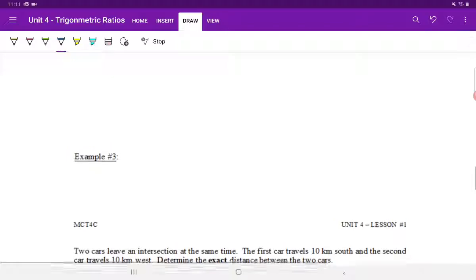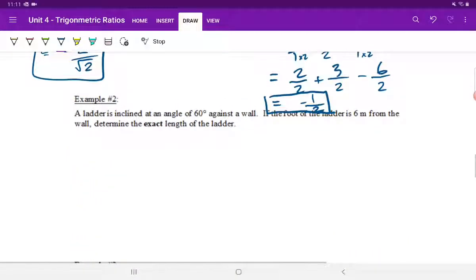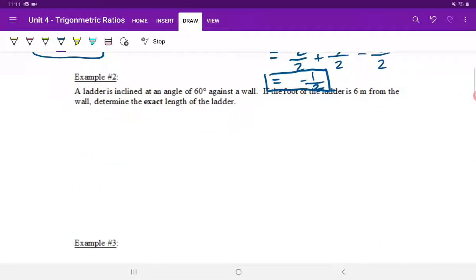Okay, let's do a fairly easy example now, a word problem. Suppose a ladder is inclined at an angle of 60 degrees against a wall. If the foot of the ladder is 6 meters from the wall, determine the exact length of the ladder. Okay, so again, a ladder is inclined at an angle of 60 degrees against a wall. So here's our wall, and at 60 degrees, let's say this here is 60 degrees.